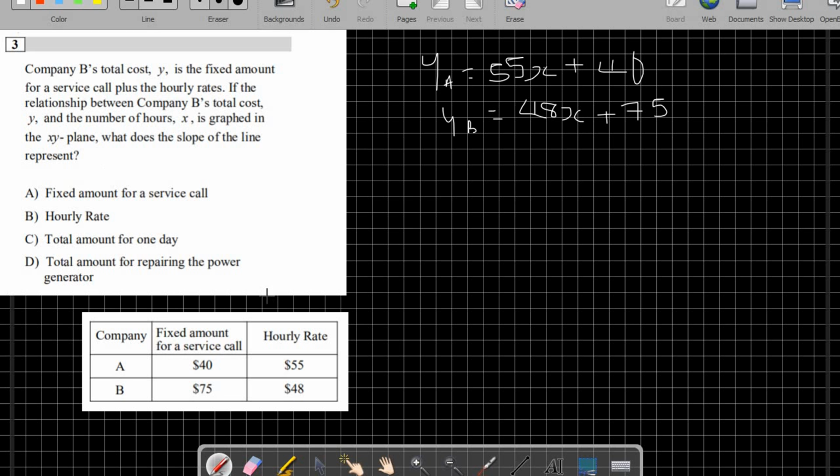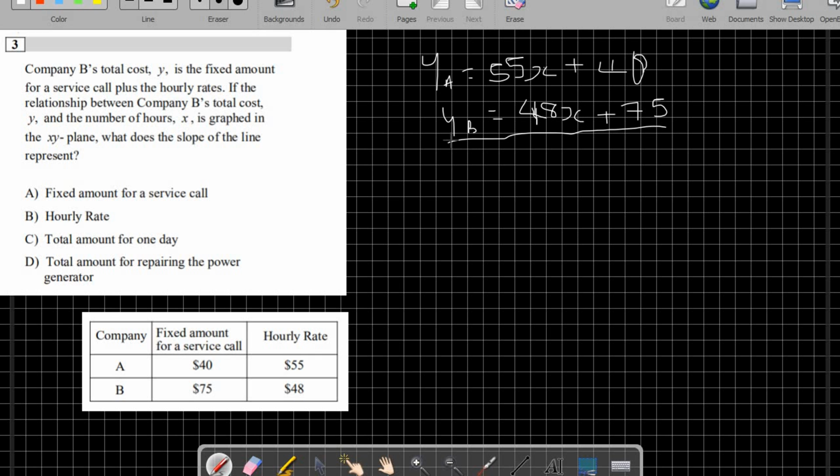So recalling that these are your equations, 48x plus 25 and 55x plus 40. Your cost, I said, is a fixed amount for a service call plus hourly. If the relationship between company B's total costs y and the number of hours x is graphed in the xy-plane, what does the slope of the line represent? So we're talking about this. Okay, so if this is graphed into an equation, what is the slope?